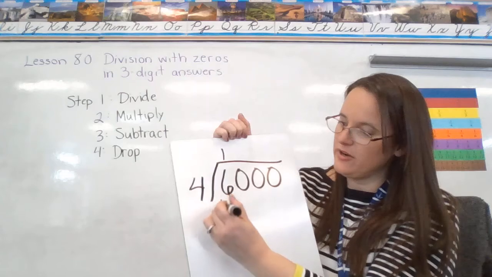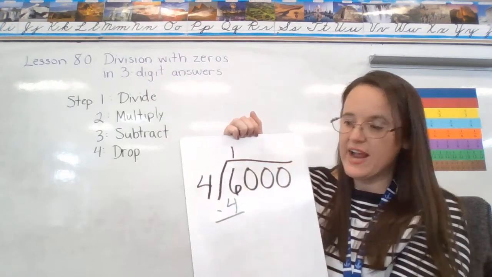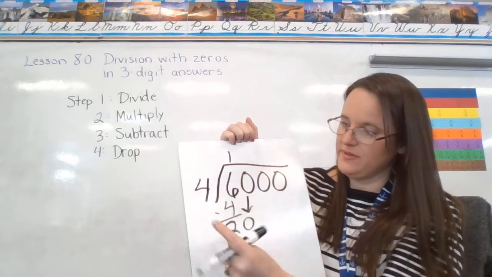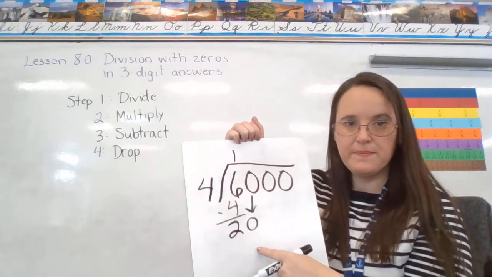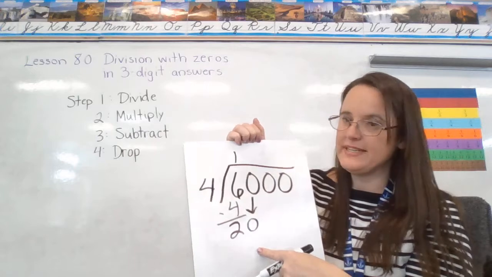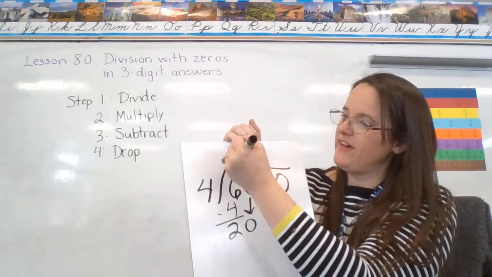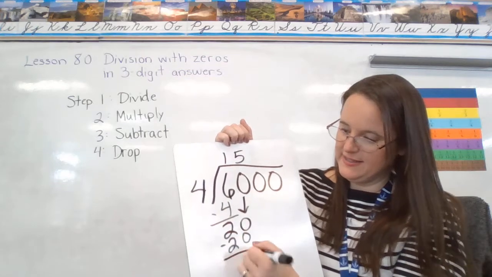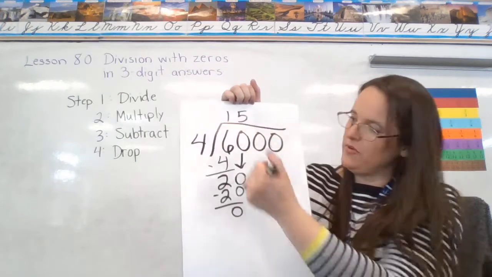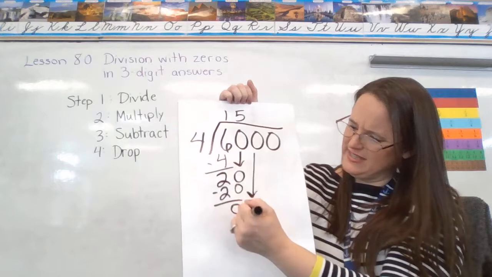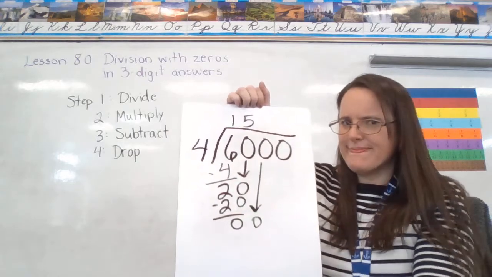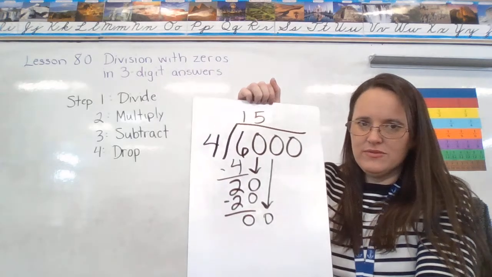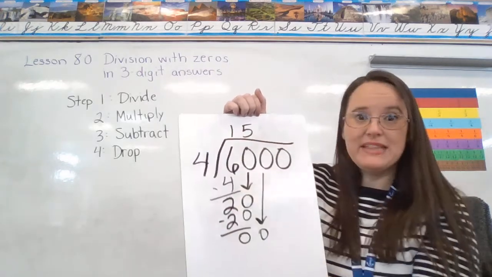1 times 4 is 4. Subtract, we get 2. Drop our 0. Does 4 go into 20? Yes. How many times? 5. 5 times 4 is 20. Subtract, we have 0. We bring down a 0. Does 4 go into 0? No. But again, place value.